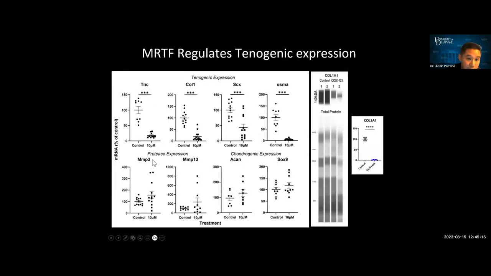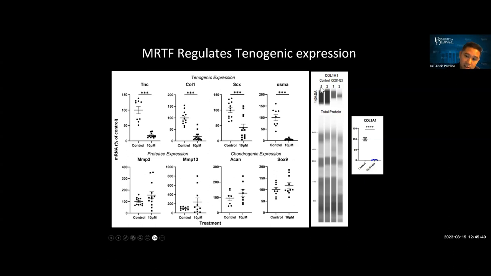And when we looked at gene expression, what we found was that there was a decrease in tenogenic gene expression, tenascin C, collagen 1, scleraxis, and alpha-smooth muscle actin mRNA levels. There was no effect, however, on protease expression or chondrogenic expression, showing to us that MRTF regulates the expression of tenogenic genes, but not protease or chondrogenic genes.